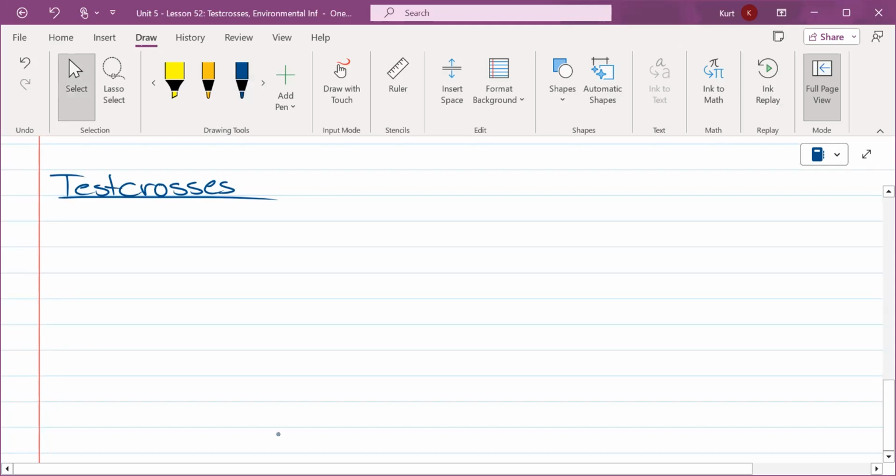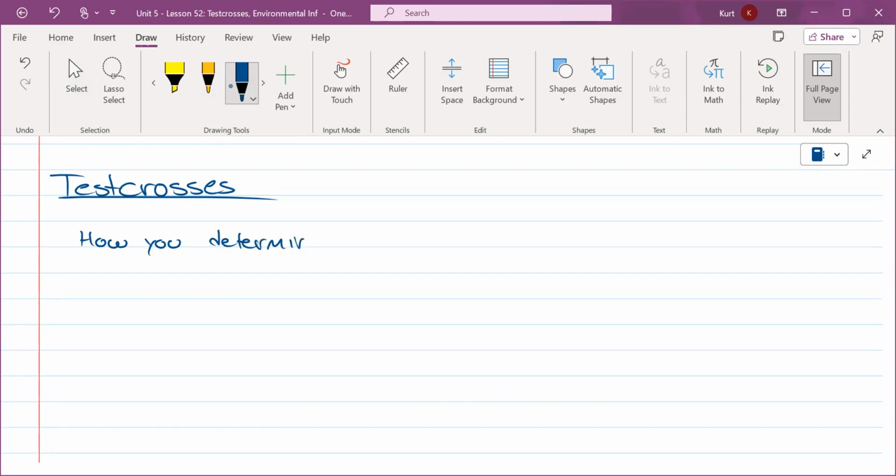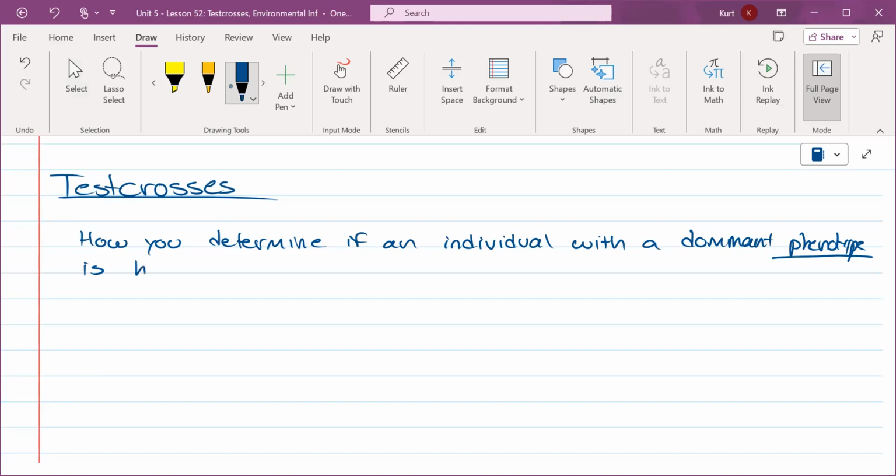I'm going to break it down for you. First off, test crosses is how you determine if an individual with a dominant phenotype is homozygous dominant or heterozygous.